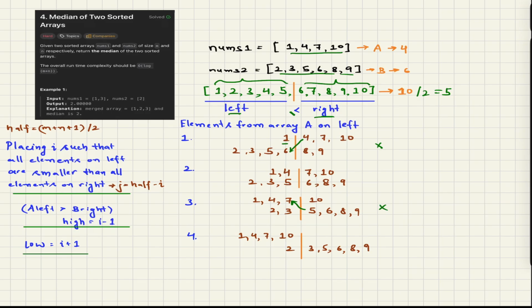Now let's say I take all the elements from array A on the left hand side, and one element from array B. Again my 10 is greater than 3, which is not a valid configuration, because we need all the elements on the left hand side to be lesser than the elements on the right hand side. So now I take 2 elements. Is my 4 lesser than 6? Yes. Is my 5 lesser than 6? Is my 5 lesser than 7? Yes. So this is the only valid configuration that I can have.